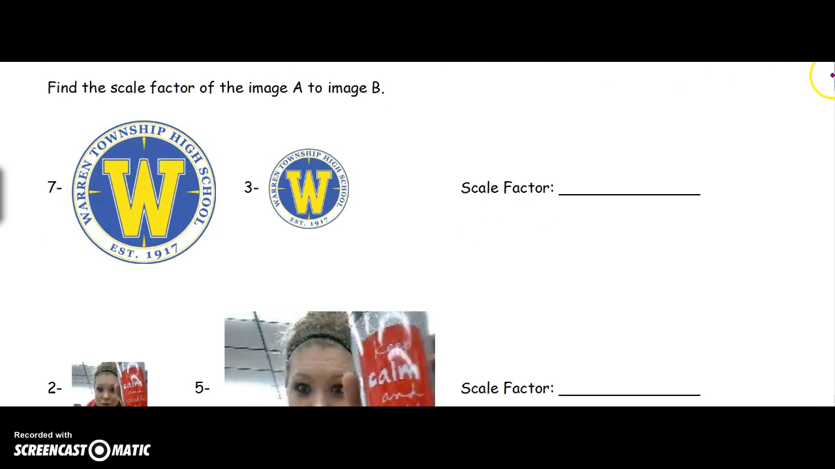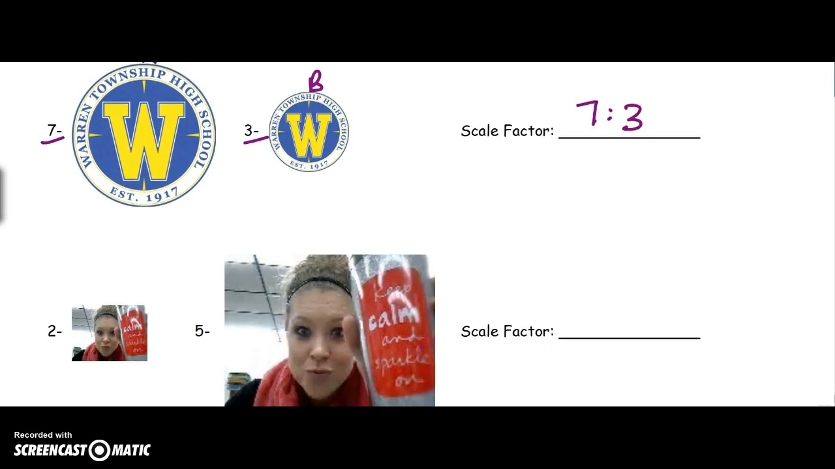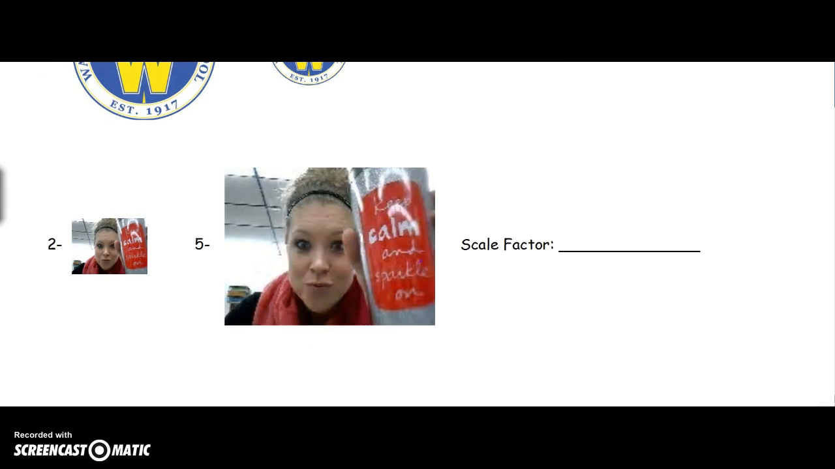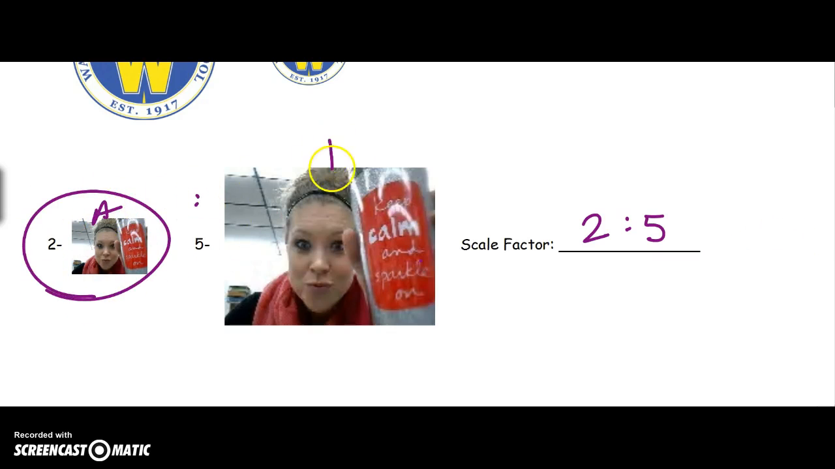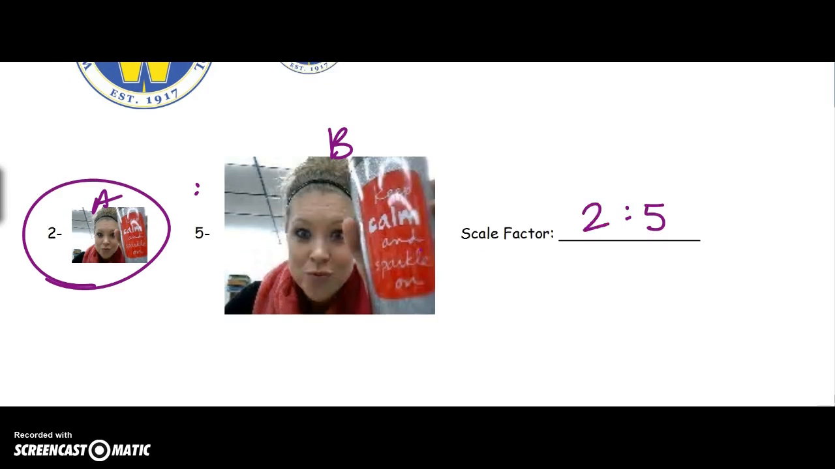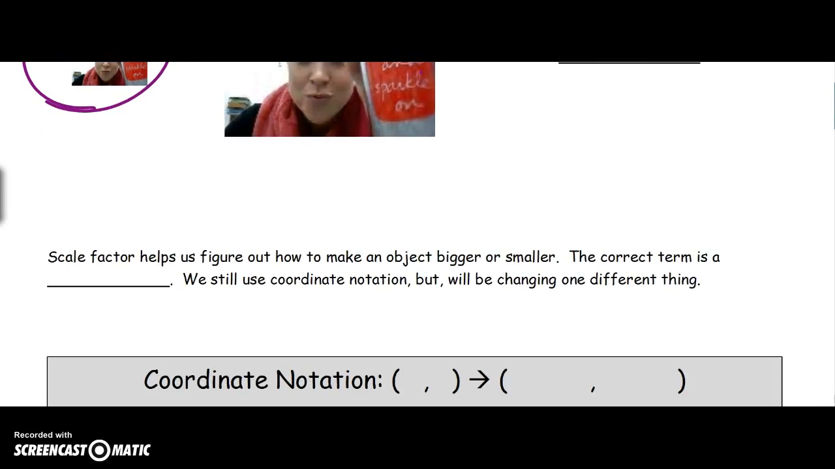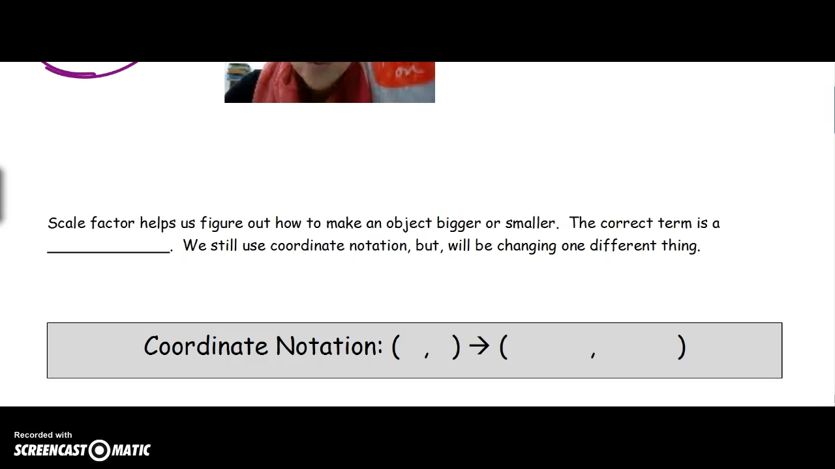So it says find the scale factor of the image from A to B, and I give you values here on the side. So the scale factor of this first picture would be 7 to 3, and the scale factor of this image here would be 2 to 5. So you take your first image A to B. Scale factor helps us figure out how to make an object bigger or smaller. The correct term is called a dilation.